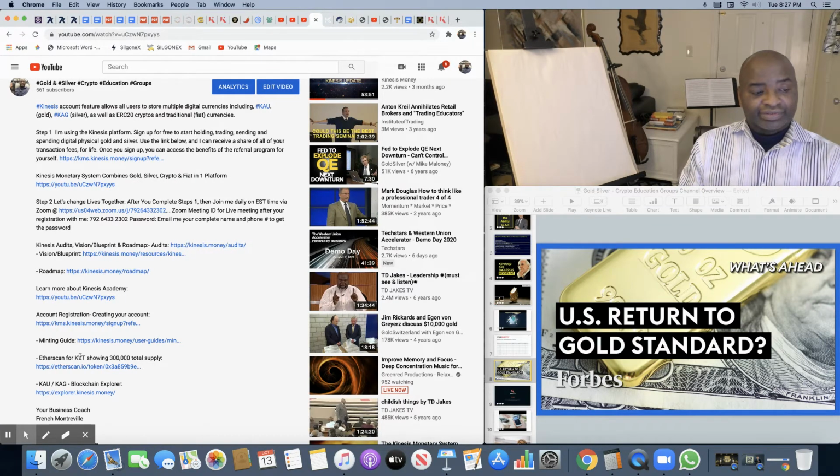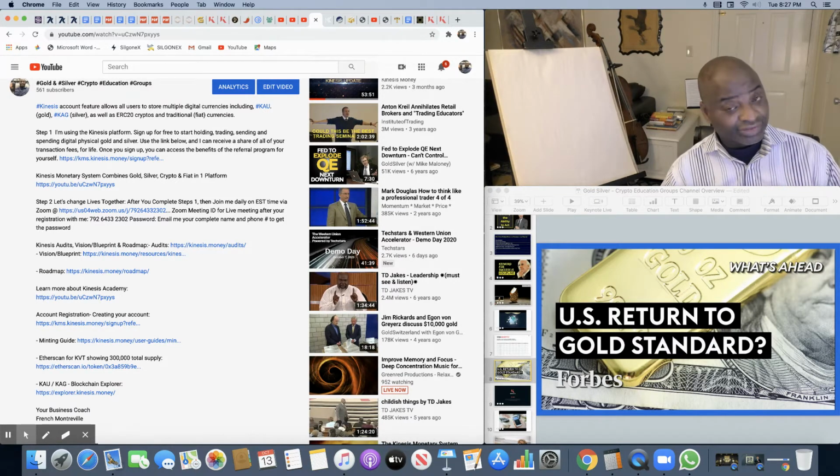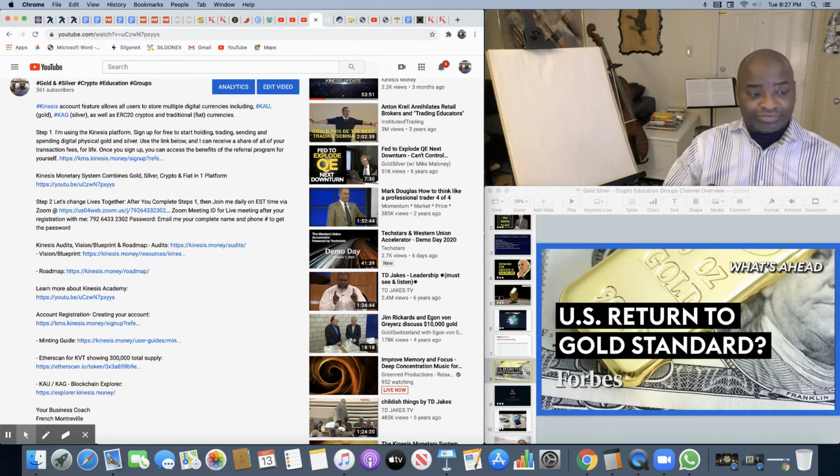And you can see the KVT on the Explorer. On the Kinesis Explorer, you can see both gold, the movement of gold, and silver, KAU for gold, KAG for silver. And as far as the KVT, the Kinesis Velocity Token, permit me to have some water.